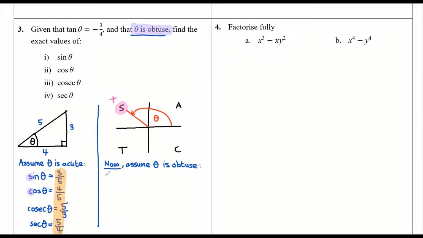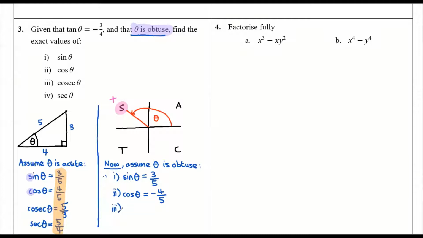So therefore, we can answer the question now. For part 1, sine of theta remains positive. So it's going to be 3/5. Okay. For part 2, the cosine. Now, notice the cosine is going to be negative in that quadrant, so we have to change that to negative 4/5.